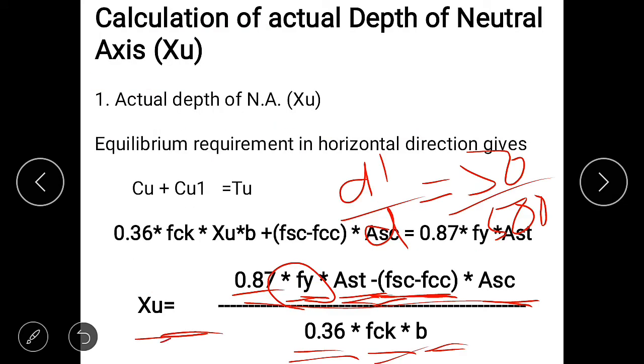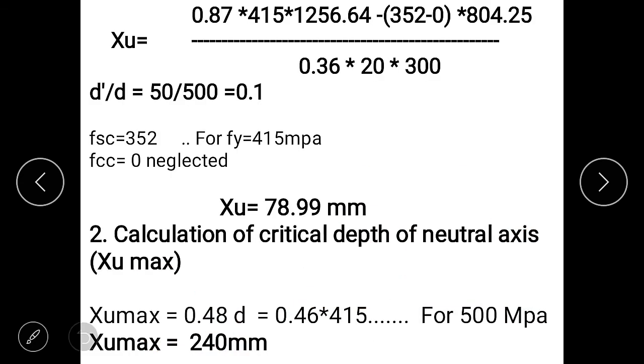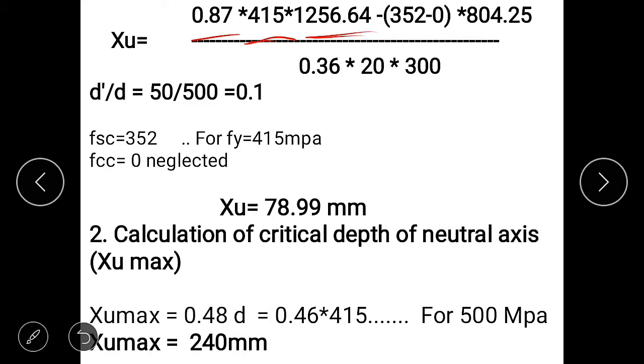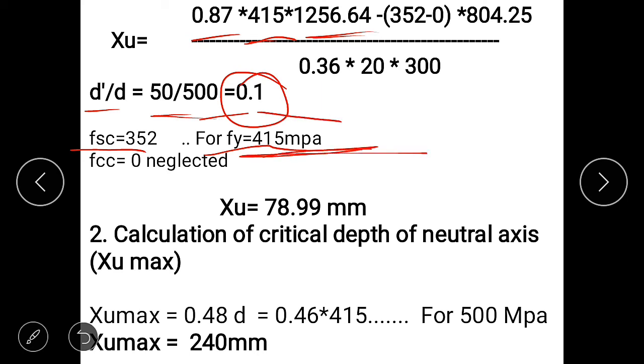Okay, so we get XU here. We put the value 0.87, Fy is 415, AST is 1256.64. FSC is for Fe415, d dash divided by d is 50 divided by 500. The ratio is 0.1, and for Fy 415 the value of FSC is 352. So 352 minus FCC is 0.